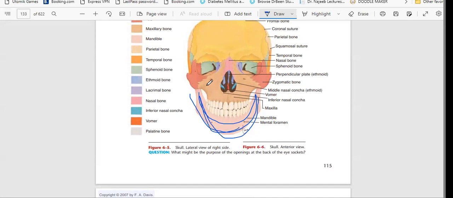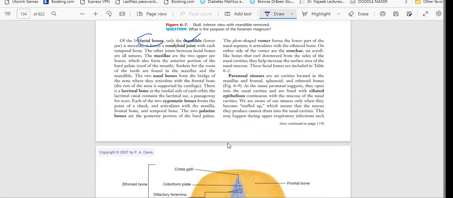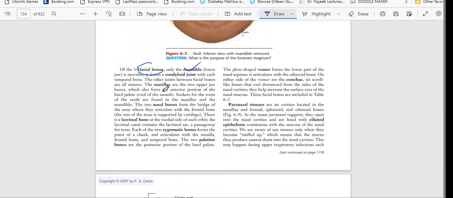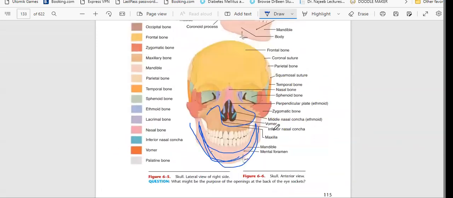This is the lower jaw, and this is the upper jaw. The name of the upper jaw is maxilla. The maxillae are the two upper jaw bones which also form the anterior portion of the hard palate. Sockets of the roots of the teeth are found in the maxilla and the mandible. This is the mandible, this is the maxilla.